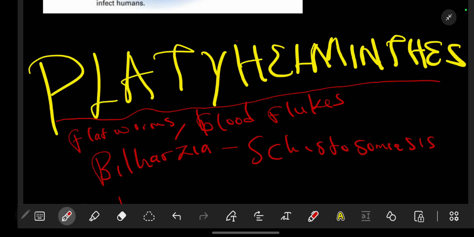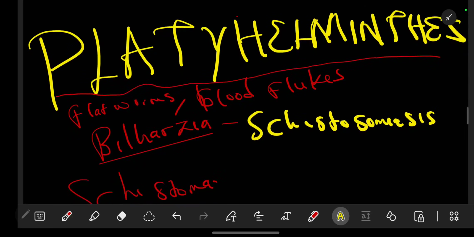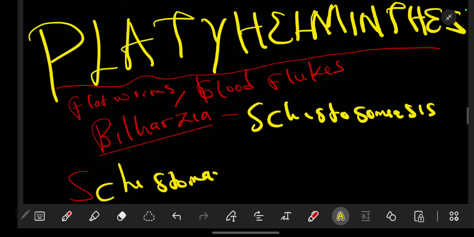Now, the common disease that they are able to cause is Bilharzia. The other name for Bilharzia is Schistosomiasis. The causing agent for Bilharzia is what we call Schistosoma. So this is it for Bilharzia.